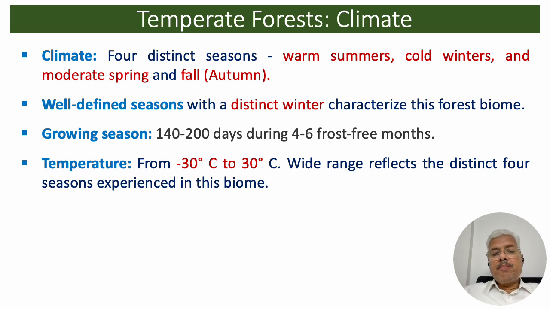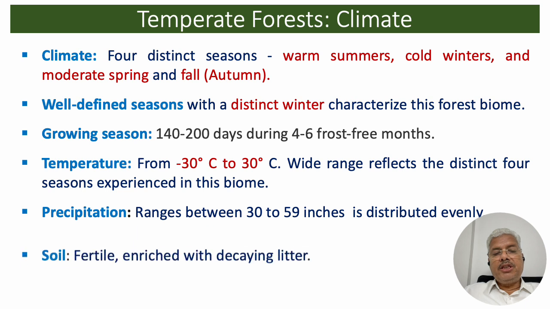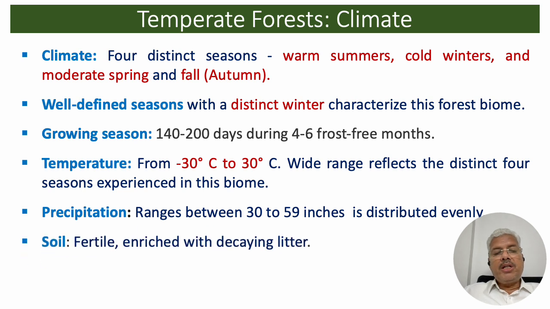Temperature ranges between -30 degrees to 30 degrees Celsius. This wide range reflects the distinct four seasons experienced in this biome. The precipitation ranges between 30 to 59 inches and is distributed evenly throughout the year. Soil is fertile, enriched with decaying matter.